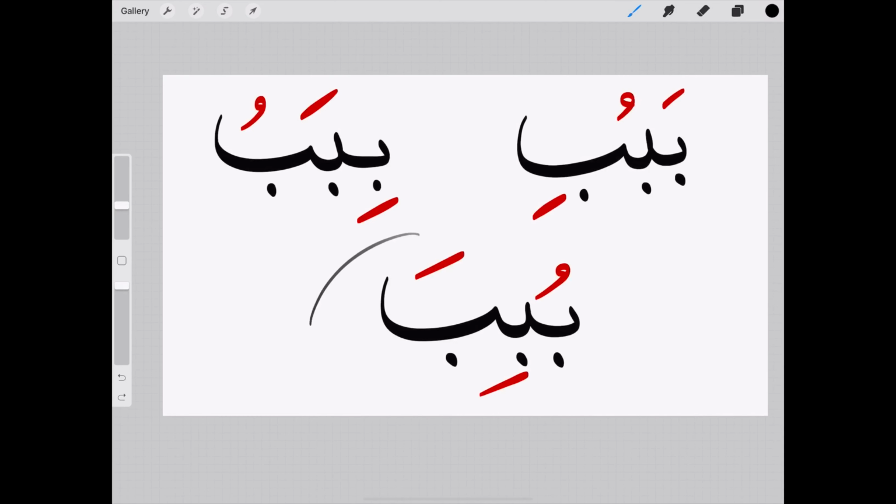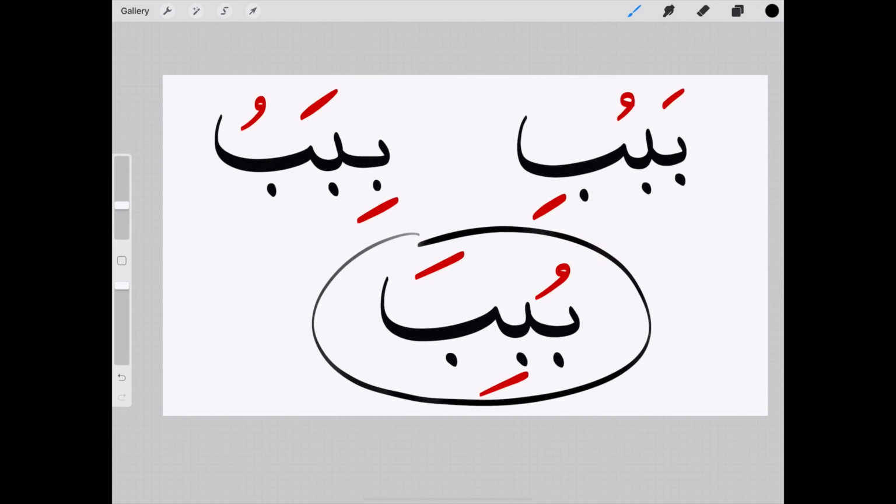The third word at the bottom here has a dhamma, then a kasra, then a fatha. How would you pronounce this word? Bubiba, bubiba. Great, fantastic. I know it sounds silly, but you'll find it very useful, very fruitful, very meaningful down the road. Try it. So the last word is pronounced as bubiba.